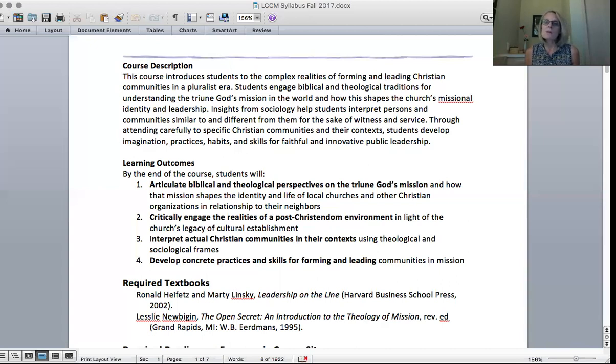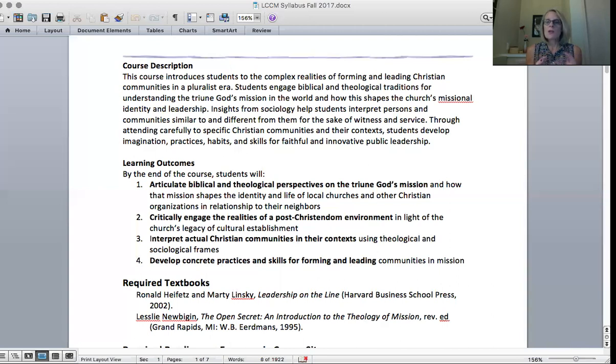There are 4 outcomes that we will be working on here. First of all, by the end of this course, we want you to be able to articulate a biblical and theological understanding of God's triune mission. We understand that who God is informs what we are as Christian communities, and that in turn has significant influence on what it means to lead such communities.